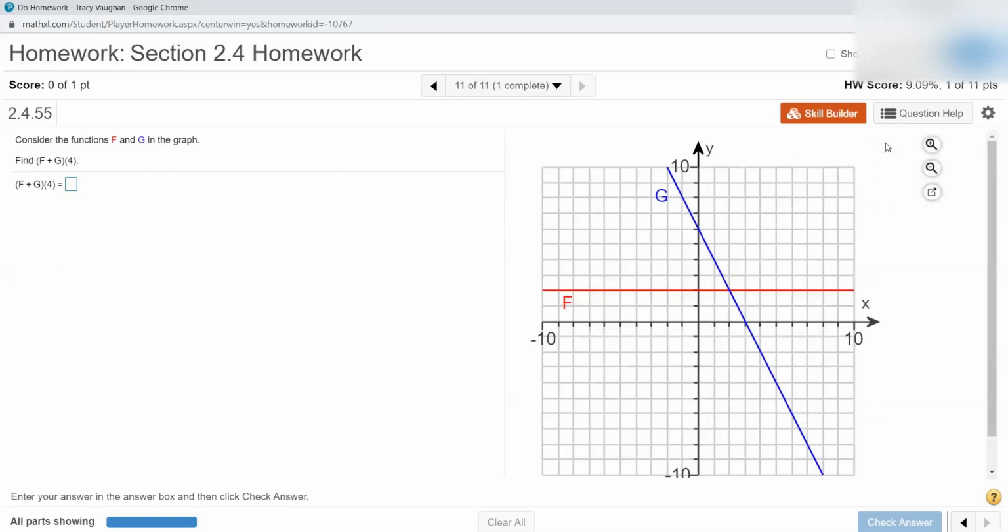Okay. So they want us to figure out what f plus g of 4 is graphically. And so we have f of 4 and g of 4. We're going to have to find those using the function itself. So f is the red line and g is the blue line, according to the way they have them identified. And so f of 4, remember, graphically speaking, f of 4 is just the y value when x is 4 on the f function.